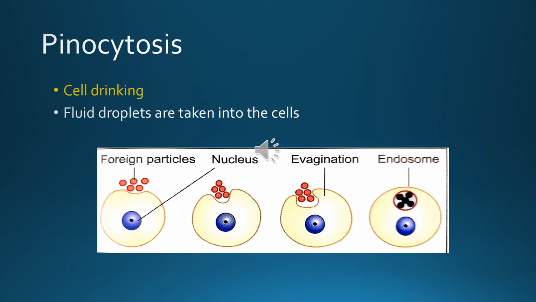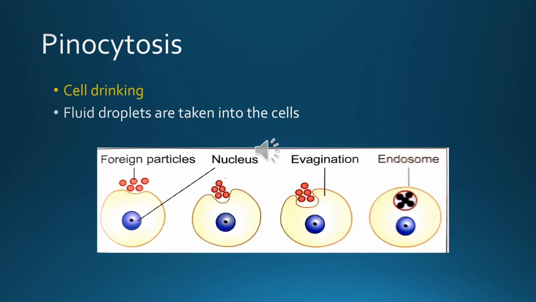Okay. So the process where the macromolecules are taken into the cells in the form of fluid droplets is called pinocytosis. It is otherwise known as cell drinking. The macromolecules in the form of droplets of fluid bind to the outer surface of the cell membrane, and the cell membrane evaginates around the droplets, and these droplets are engulfed by the cell membrane, and the engulfed droplets are converted into vesicles and vacuoles called endosomes, and these endosomes travel into the interior of the cell.